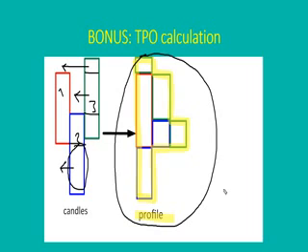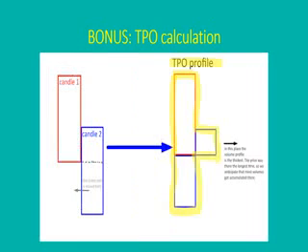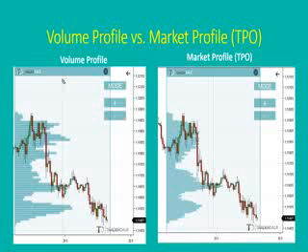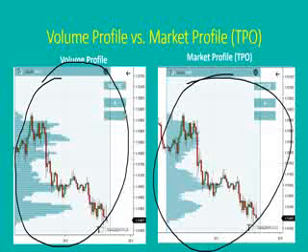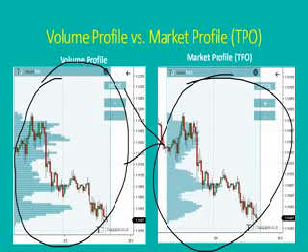As I said, the volume calculation is much more important for me than the TPO calculation. It's much more precise. So I always prefer this one to this one. Alright? Because with volume profile, we are working with real volumes.